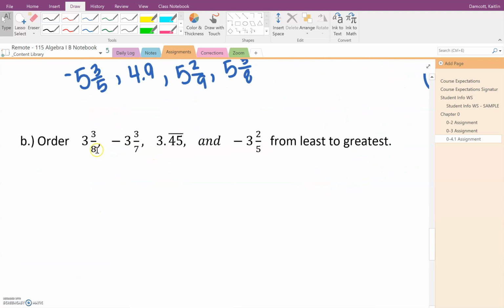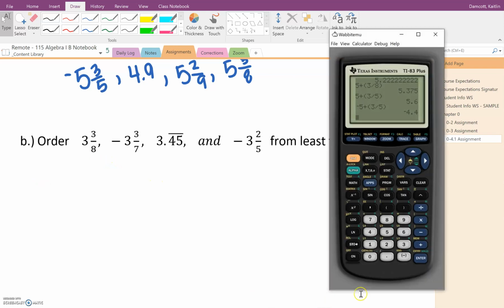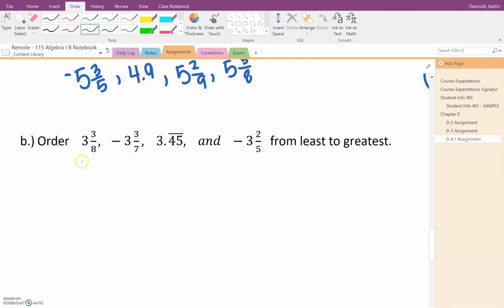In our next one, we've got 3 3/8, -3 3/7, 3.45 repeated, and then -3 2/5. So same process that we just did. We are going to put them all into decimal form. So I'm going to do 3 plus the fraction 3 divided by 8 in parentheses, and I get 3.375. So this one is 3.375, and this is the first one, so that's this. Just color coordinating so you can see which ones go with which.